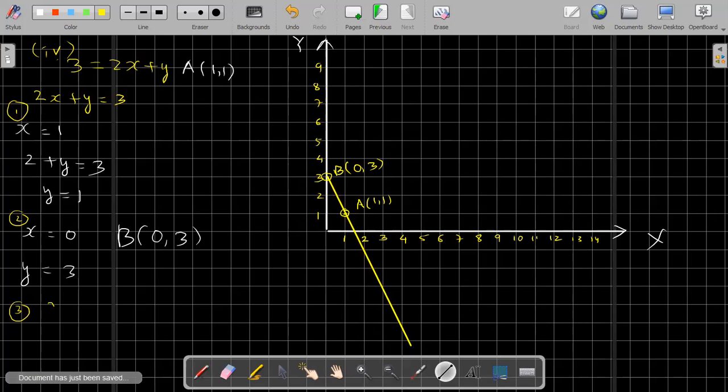This is your straight line. You can extend it here also, and always draw the arrows on the sides. And here you have to write the equation 2x plus y is equal to 3, or 3 is equal to 2x plus y, whatever. 2x plus y is equal to 3. Correct? This you should write 0 also.